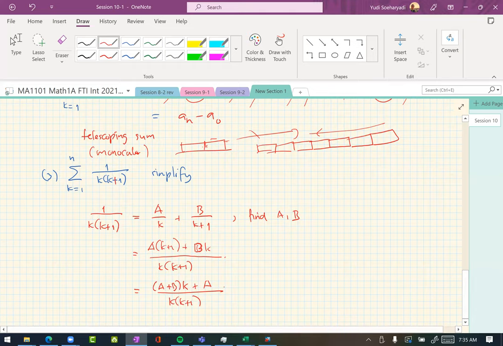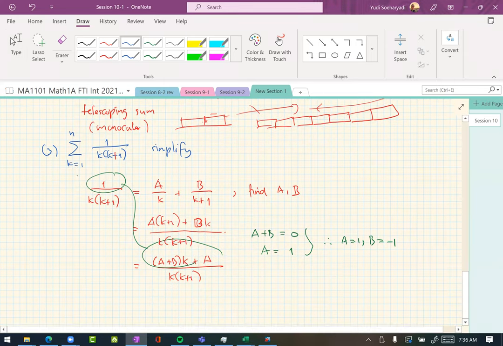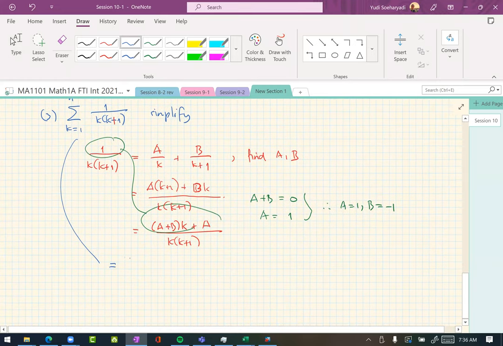Okay. And you try to equalize them. So here there's no k on the other side. So that means A plus B must be zero, and A must be one. Here you can conclude A equals one, B equals negative one. Okay, so in the end, you can rewrite this by splitting, actually, not simplify. You may argue this is actually simpler. So, A equals 1, so one over k minus one over k plus one.